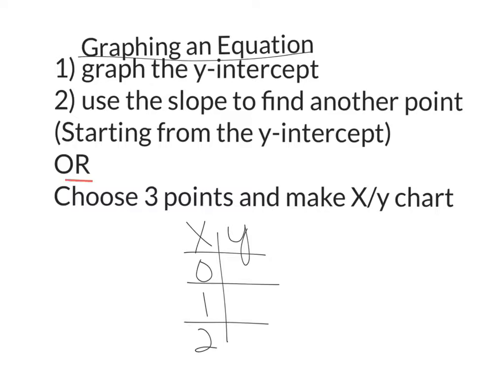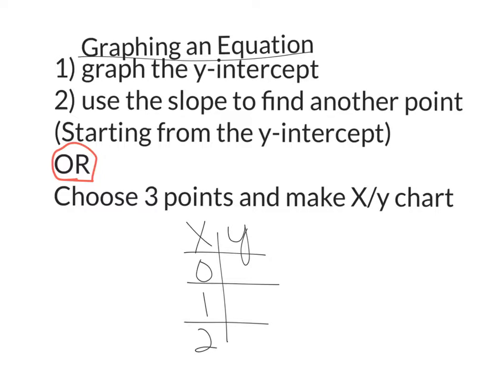besides doing those two things, your other option is just to choose 3 points and make an XY chart. If there's no fractions involved, if there's no fraction coefficients in our equation, you can just use 0, 1, and 2 for your x values. Substitute those, see what you get. One nice thing about doing this is if you get 3 points and you can get all 3 points to line up with each other, that's a pretty good indicator that you've graphed this correctly.